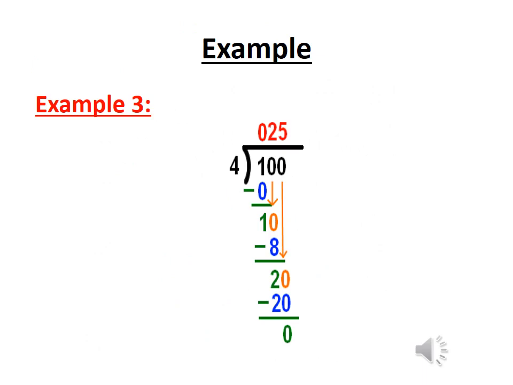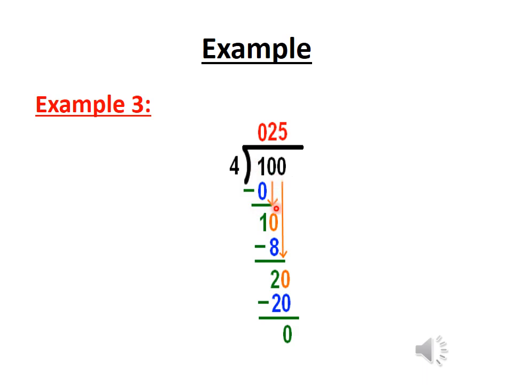Example 3. 100 divided by 4. The divisor is on the left. The dividend 100 is on the right. Now you start. 4 times how many equals 1? 4 times 0. So you put the 0 above the 1. Now you multiply. 4 times 0 equals 0 in the blue color. You put the 0 under the 1. Now you subtract. 1 minus 0 equals 1.